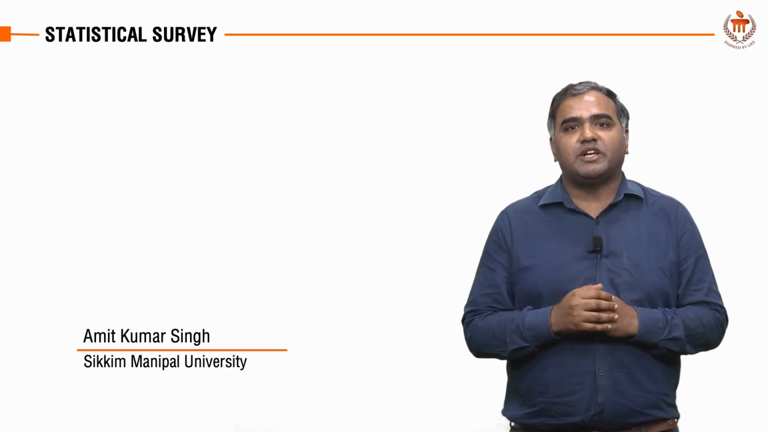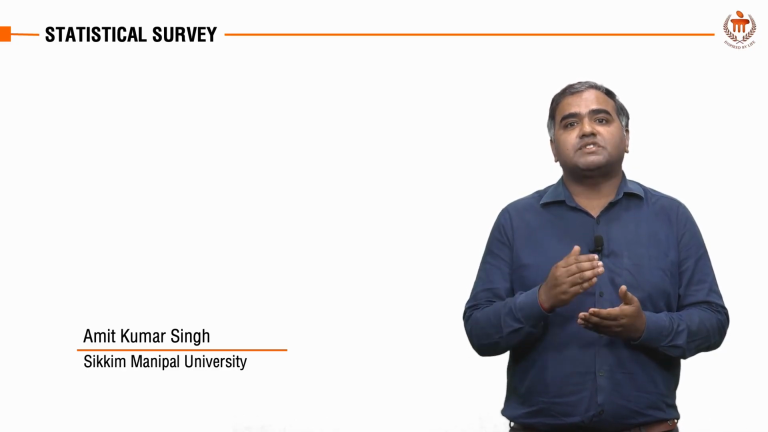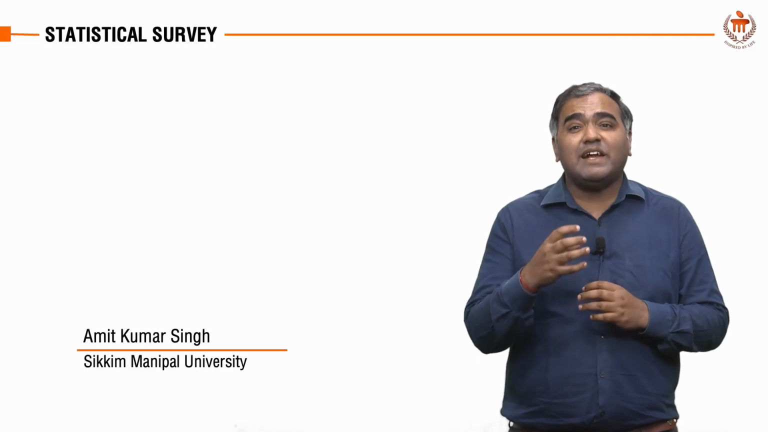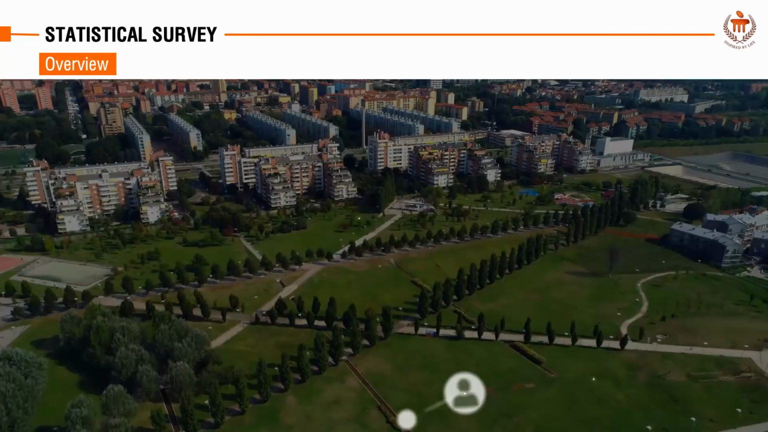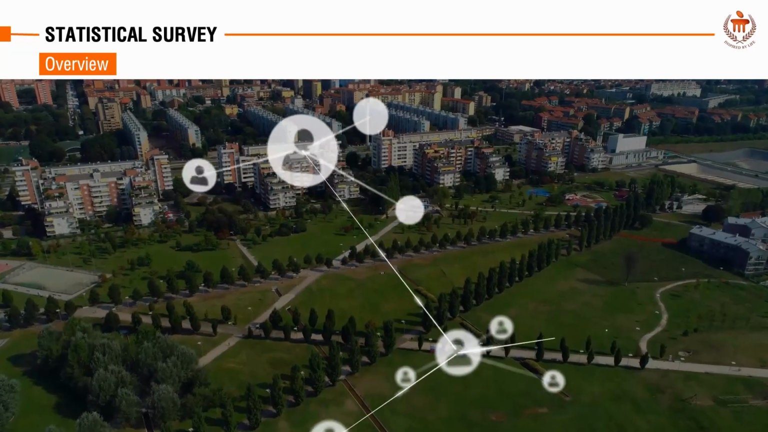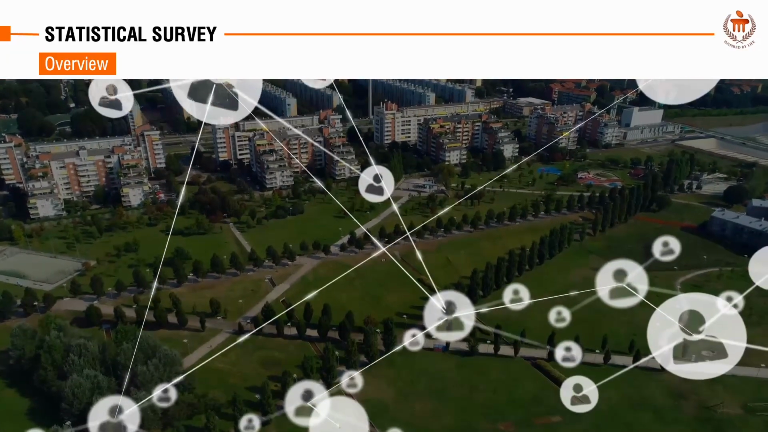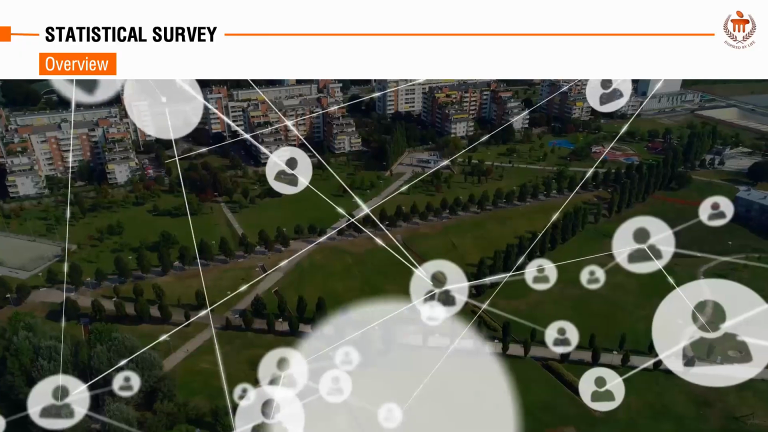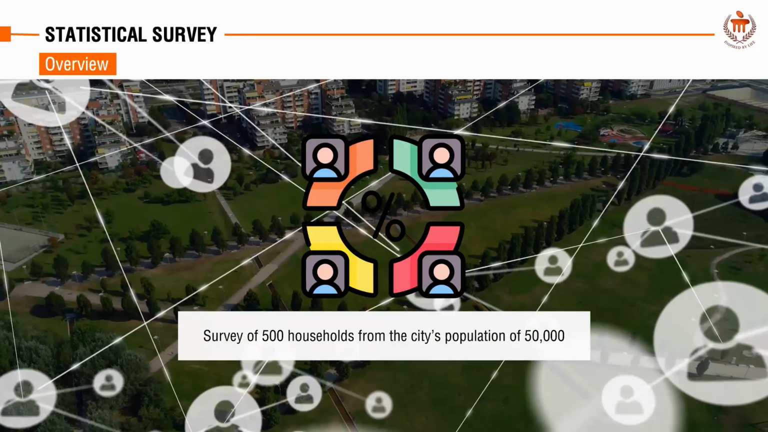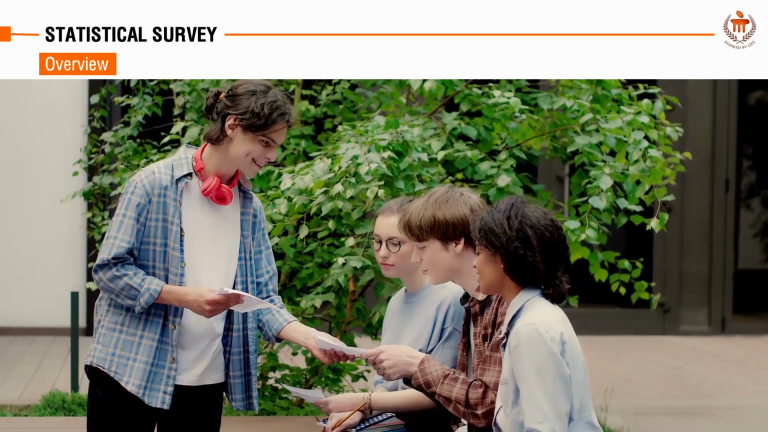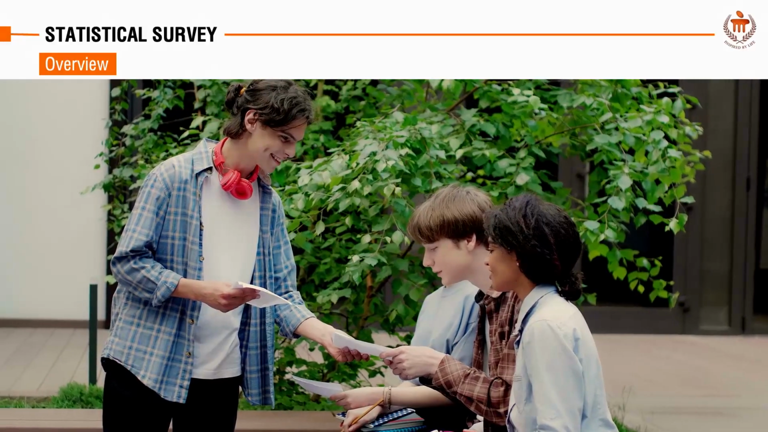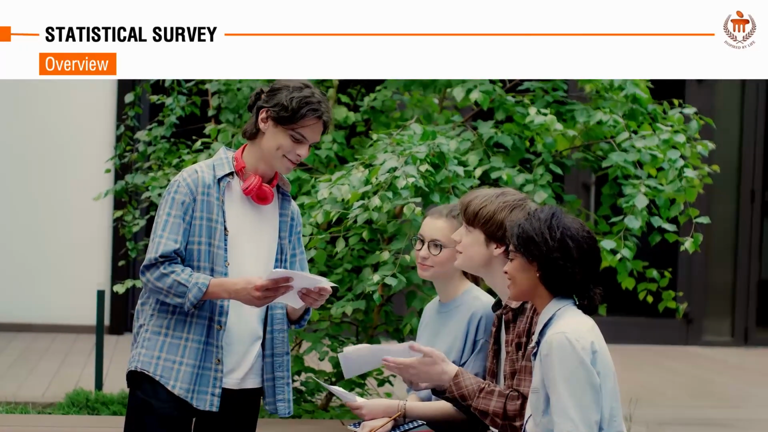So here in this unit we will discuss the need of statistical survey and why it is done to collect the primary data. A city council wanted to understand resident opinions on a proposed park renovation. So they conducted a statistical survey where they selected a random sample of 500 households from the city population of 50,000. Now the survey asked about the preference of features like playground, walking trails and sitting zone.